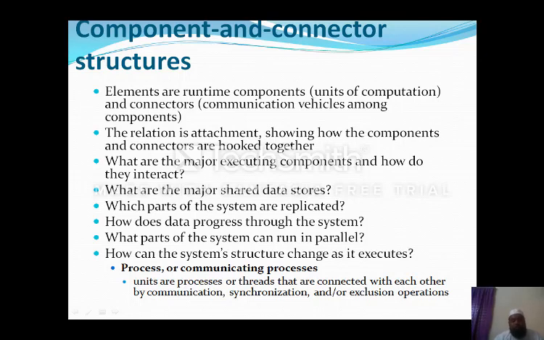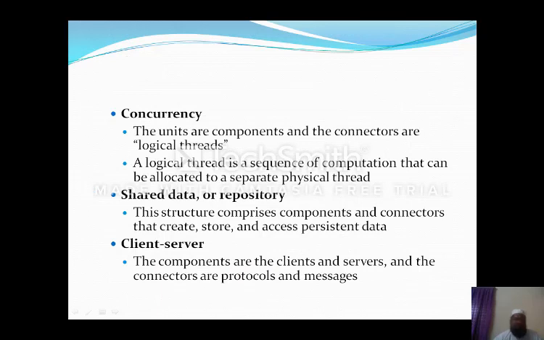How does data progress through the system? What parts of the system can run in parallel? How can the system's structure change as it executes? Along with that, processes are communicating processes. Units of processes or threads are connected with one another by communication, synchronization and exclusion parameters.